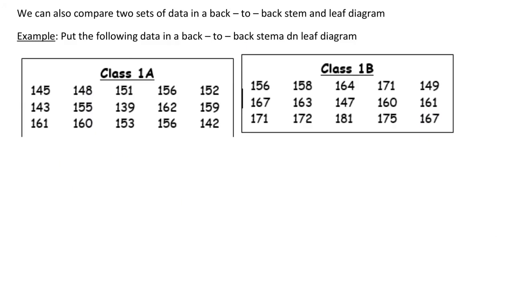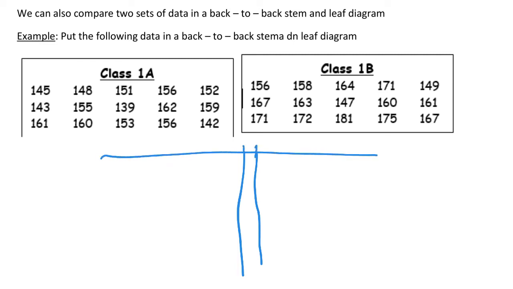We can also compare two sets of data in a back-to-back stem plot. And what that looks like is we've got a stem down the middle, and then we're going to have the leaf out the side. So I'm going to do 1A on the left hand side and 1B on the right hand side. Now again, with these, what we'll need is a key on each side, and we also want them to be in ascending order from the stem out. So we'll do 1B first of all.